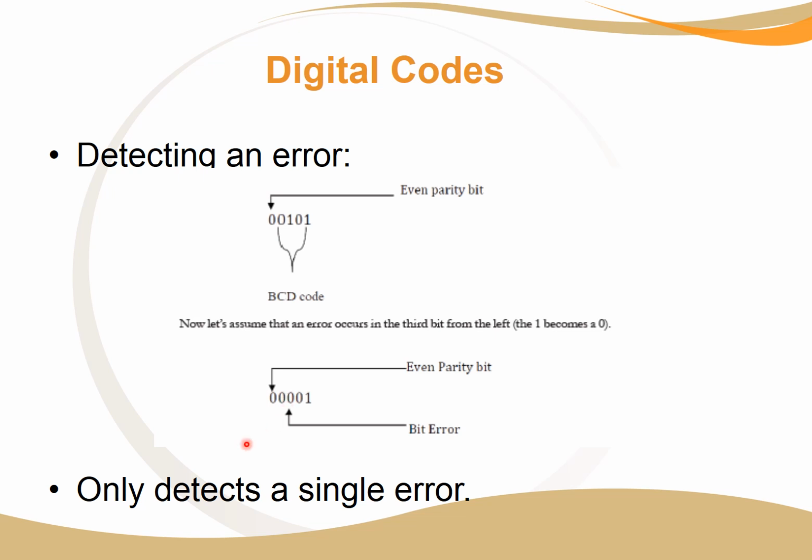So the downside of this is it can only detect a single error in transmission. It can't detect 2 because if both of these fall away, then it's still even. So it will only detect if there's 1 bit missing, 1 bit that's wrong. So that's why parity is good, but it can only detect a single error.